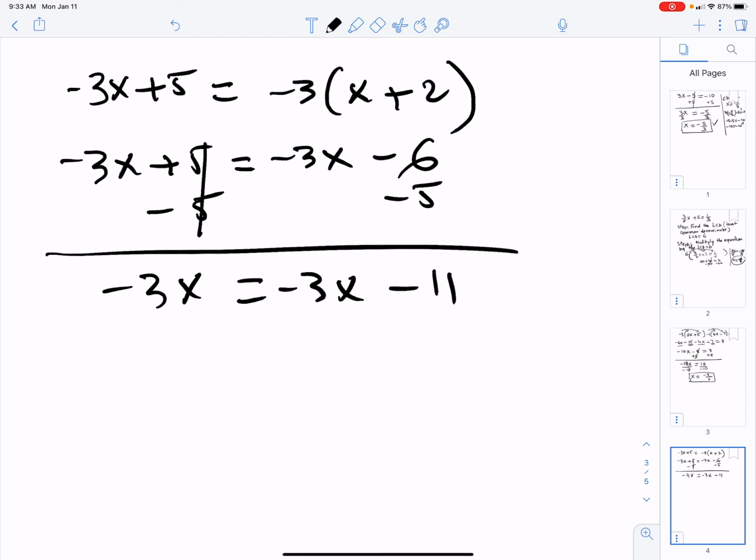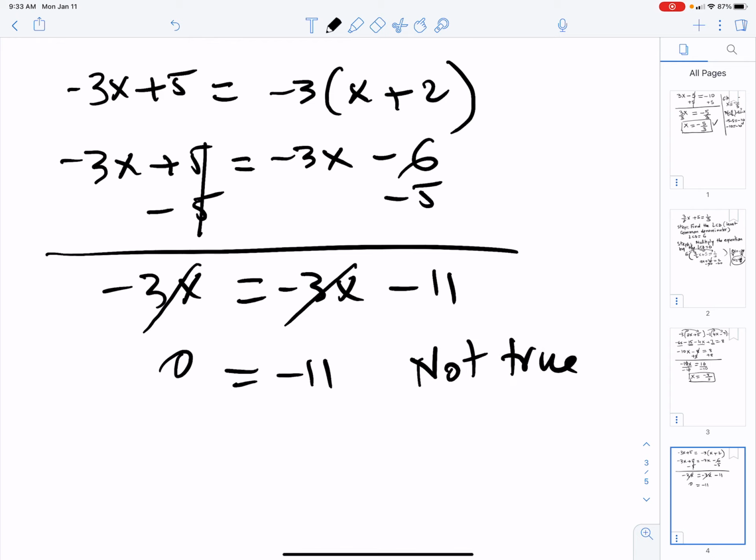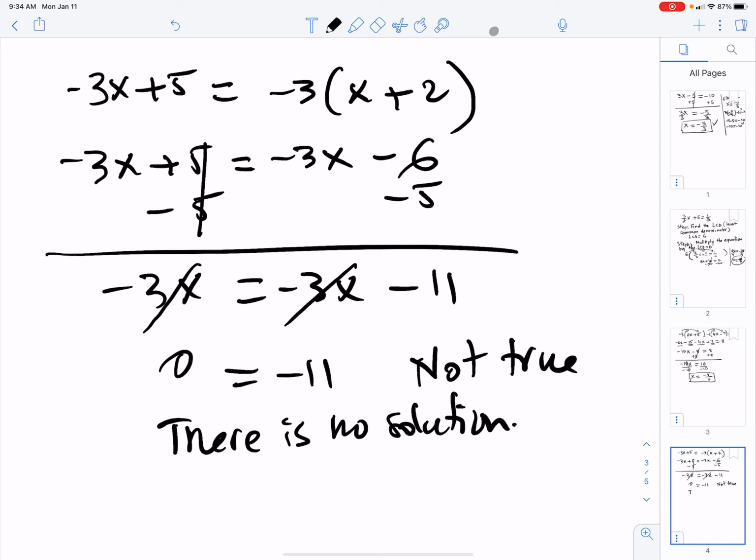So we have negative 3x here, negative 3x here. We can just cancel them out. And so that means we only have 0 left on this side. So 0 equals negative 11. Is that possible? Can 0 equal negative 11? So that is not true. If that's the case, that means there is no solution. Or you can just write no solution, right? Because any way you replace x, any value of x will not make this equation true, right? There is no x you can replace it by to get a true statement. Any value.